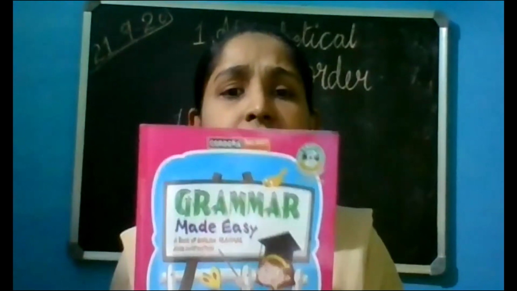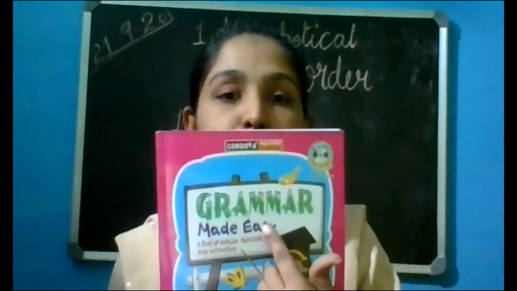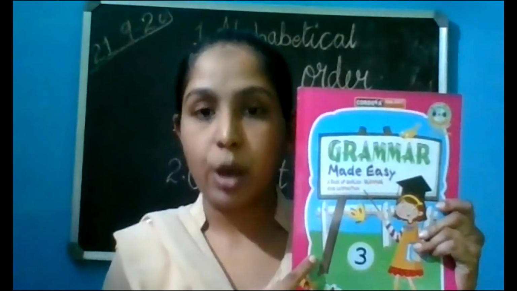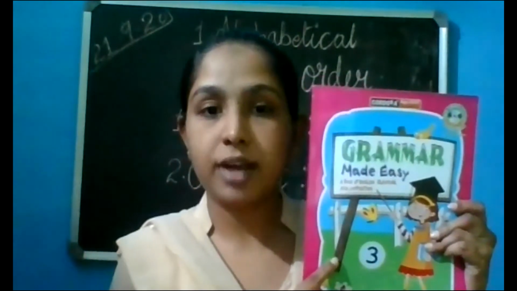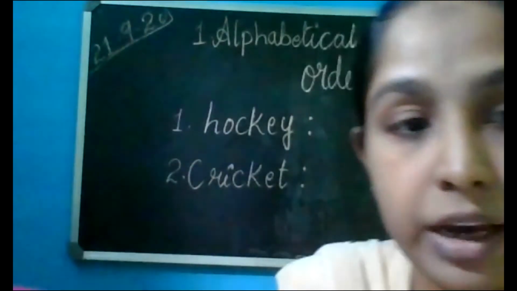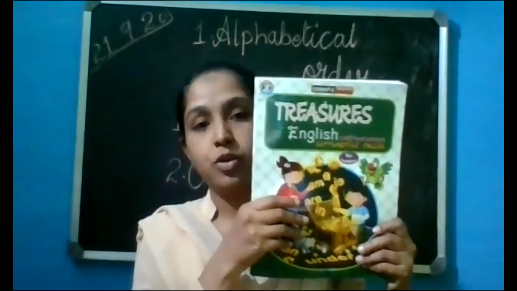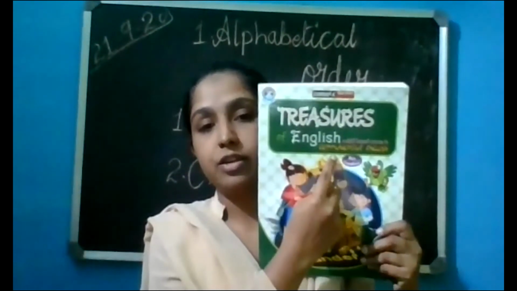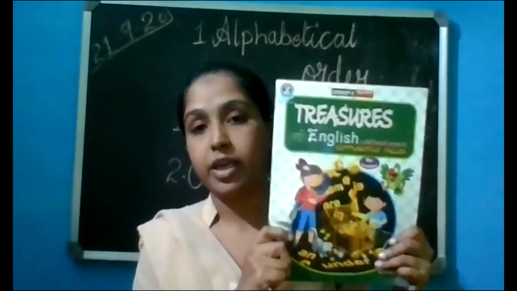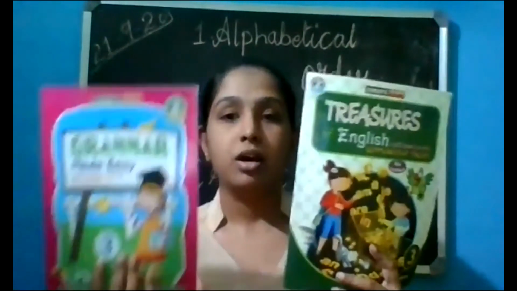Okay, so this is our Grammar Made Easy. This will be our English grammar book. All the topics related to grammar will be under this book. So if I ask you to take out the grammar book, you will be taking this book. If I ask you to take out the English reader, you will be taking this book. What is the book name? It is Treasure English. So this is your English reader and this is your grammar book.